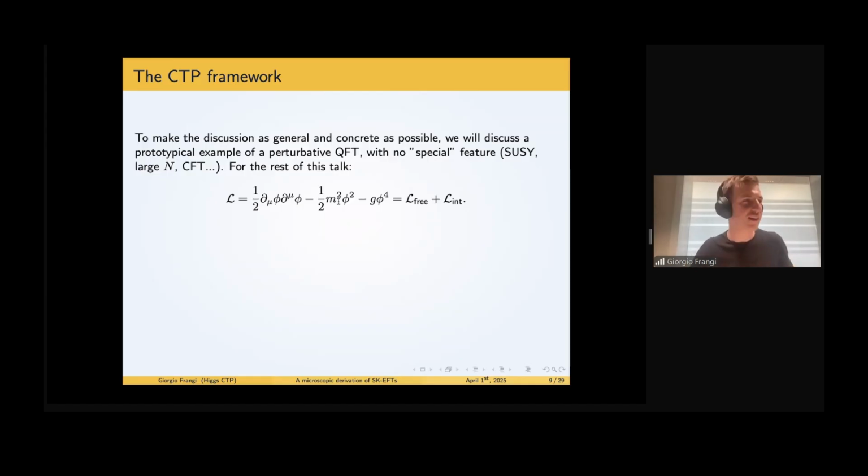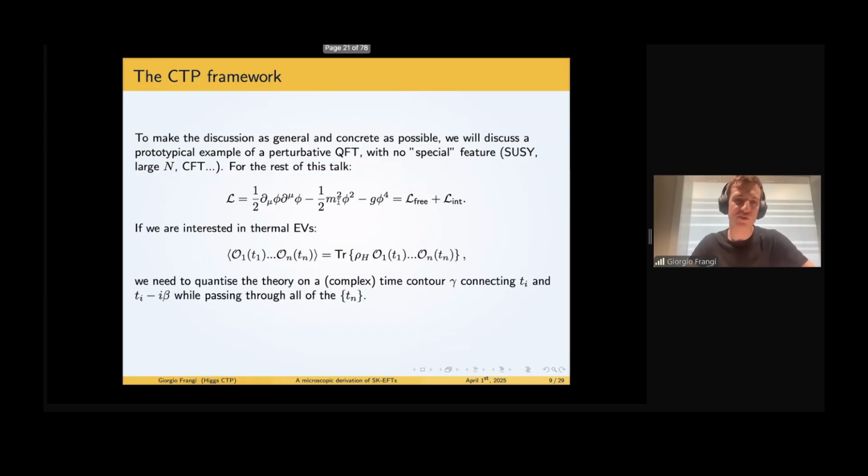What I'm going to be saying probably shouldn't really depend on the theory under examination, but this is where you can distill the content. So this is what we picked. And so in general, in a thermal QFT, what we're interested in is to calculate some thermal expectation values.